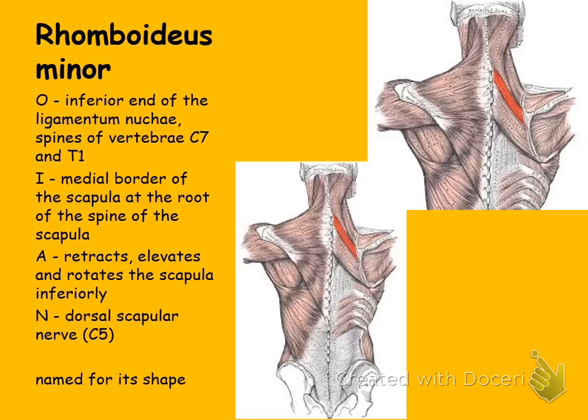Rhomboideus minor, just a little bit higher than the major. Inferior part of C7 through T1. The major was below that. Insertion is the medial border of the scapula and the spine of the scapula. So remember where the spine of the scapula is? It goes clear across the top, right? It's that big bump, that big ridge. Elevates, retracts, and rotates the scapula inferiorly. It's so high up there that it's also going to rotate it a little bit towards the bottom.